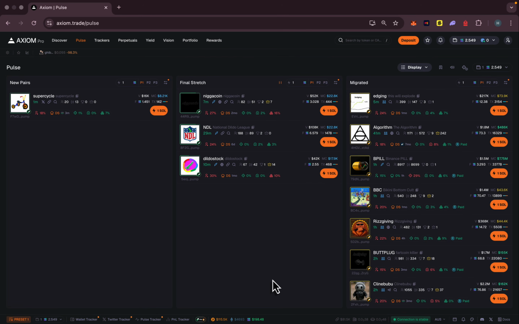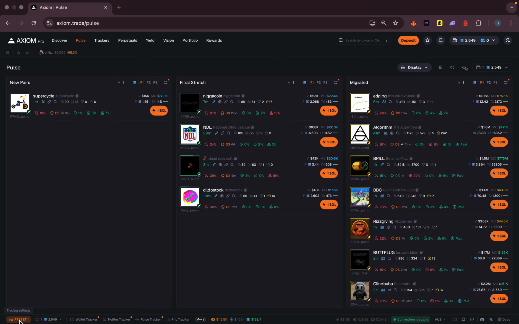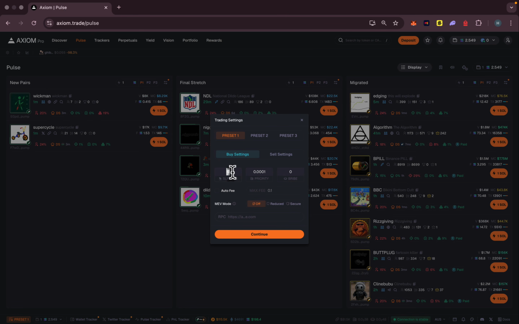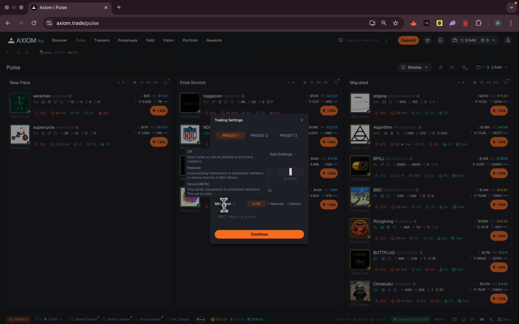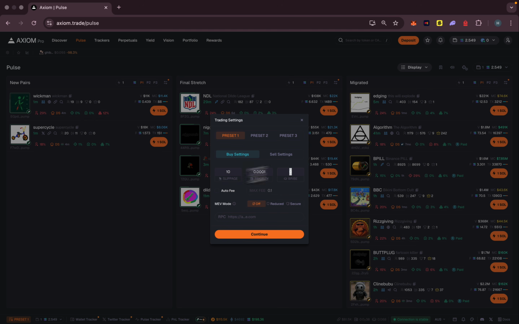When it comes to fee settings, this really depends on your budget and your port. If you're trading with a very small port, I highly suggest this setting: slippage 10% for the buy, priority 0.0001, which is very low, and bribe 0%. You can even turn off the MEV mode. To be honest, this works very well. And for the sell settings, the only thing that I usually change is the slippage. I usually set this at 30%.